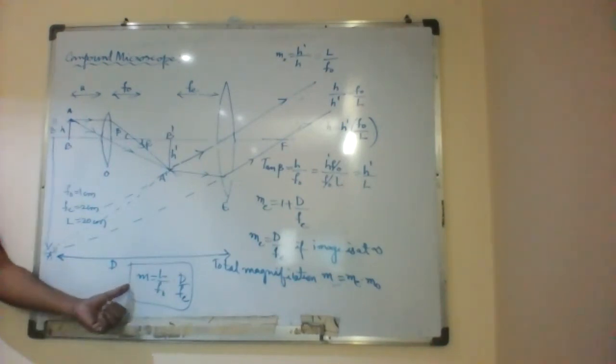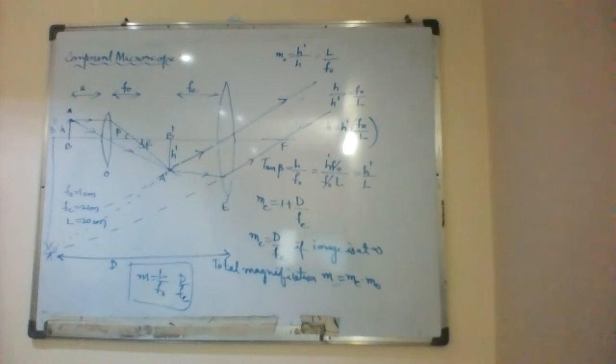So just remember this formula: magnification of compound microscope is L by Fo into D by Fe. Substitute the values and get the magnification value. All are in centimeters, so you need to convert into meters. How much? 250 times. What is the unit for this?